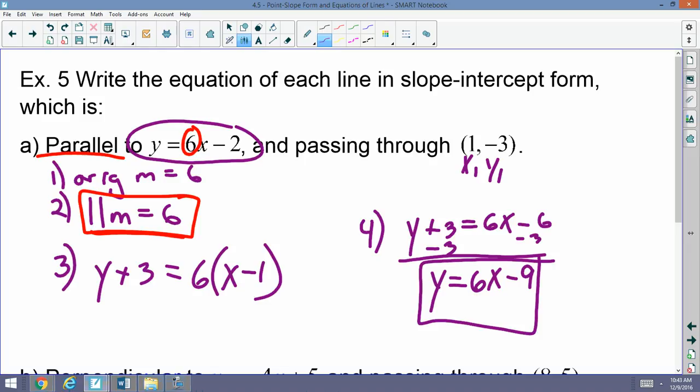The number one thing that most people do incorrectly here, guys, is they fail to write their new slope, and then they end up writing the same equation. So please be careful with that.